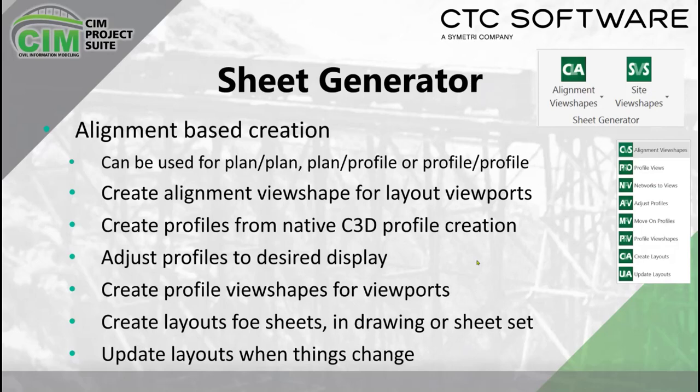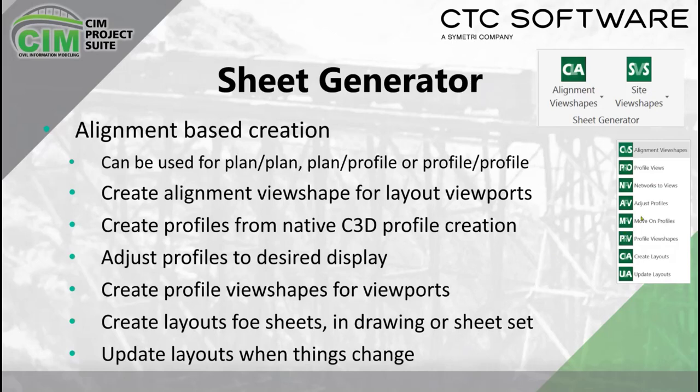And this one requires an alignment. This is the alignment base. We have a site base too. So we want to set those along an alignment. We put our view shapes on the alignment, then we pull our profiles in, which are done using native Civil 3D profile tools. Then we adjust those profiles to get all of our stuff on there the way we want them, our pipes, everything, so we like it. Then we create our profile view shapes around our profiles. And then that last step is to create our layouts for our sheets.